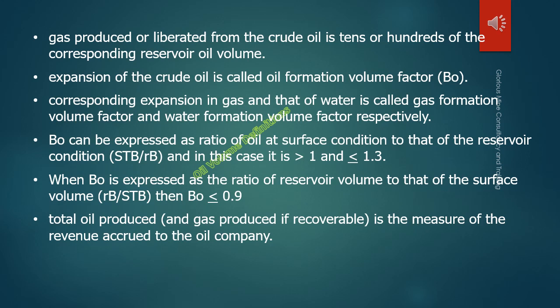The total oil produced, and gas produced if recoverable, is the measure of the revenue accrued to the oil company. In this section, we have introduced the different types of gas and oil, their classifications and volume change during production. This is because the type of contract is most of the time directly proportional to the type of hydrocarbon to be exploited.